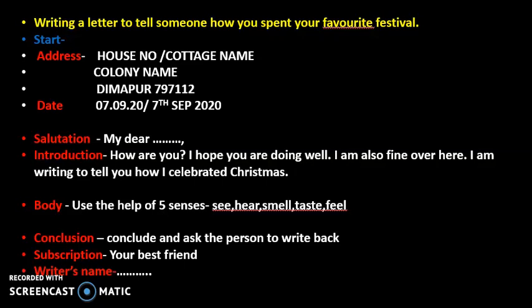Okay, and for other students who are writing about any other festival, the same applies. Okay, use your 5 senses to write at least 5 sentences about that festival in the body portion. Okay, so this will be your body. Now once you're done with your body, you need to leave 1 line and start the conclusion.